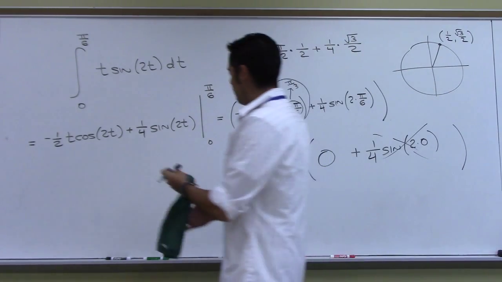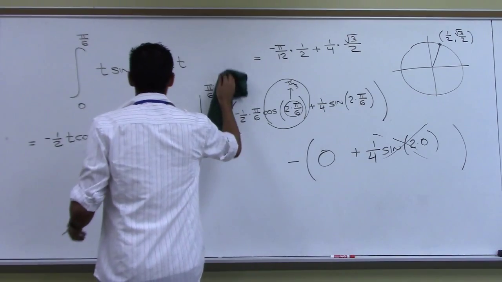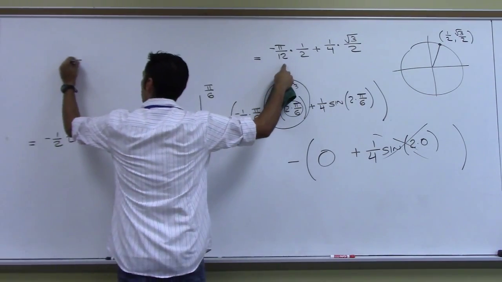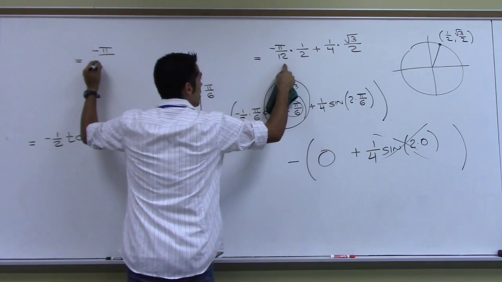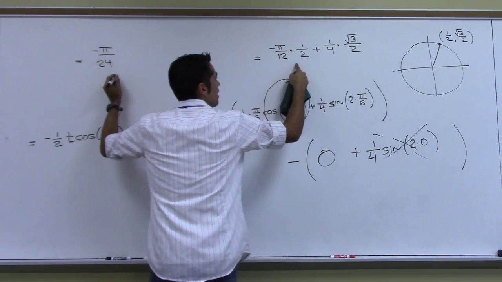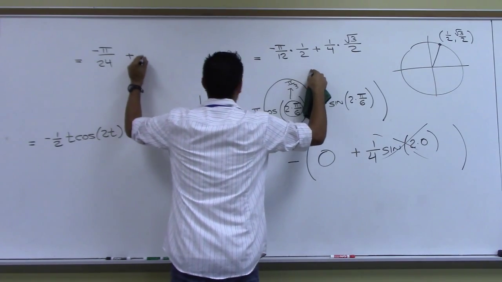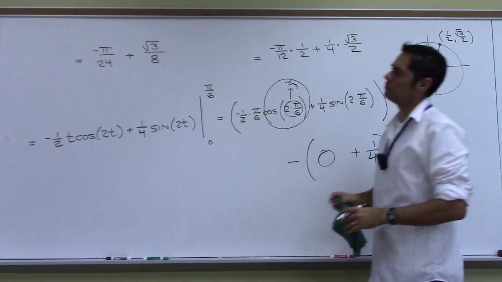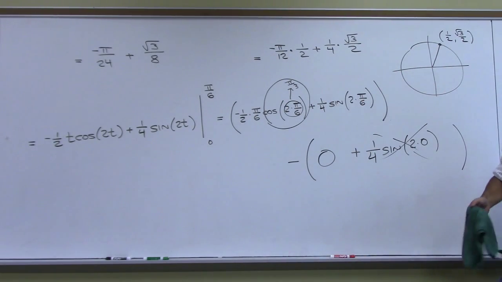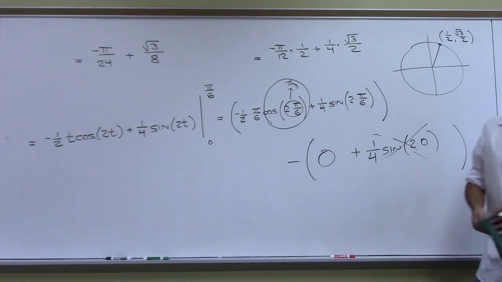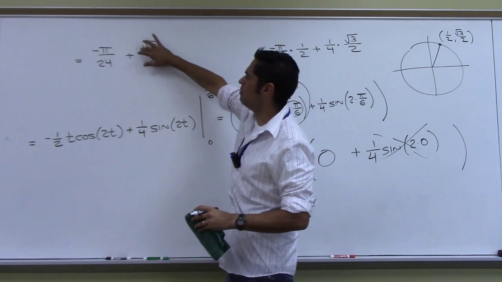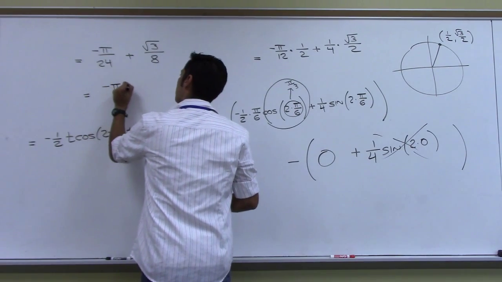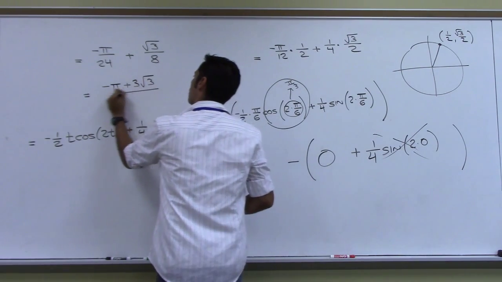And that's it. I'll clean it up a little bit more, but I think we're there. We get negative pi over 24, and then plus root 3 over 8. Could I combine those and get a common denominator? I could. I can multiply the top and bottom of this fraction by what? 3. Negative pi plus 3 root 3 over 24.